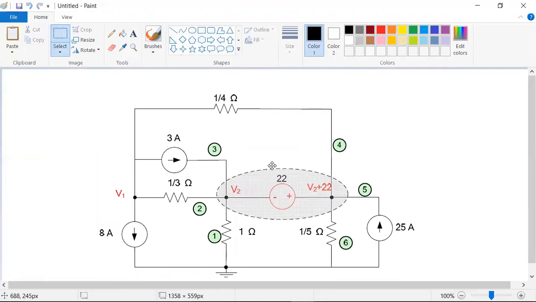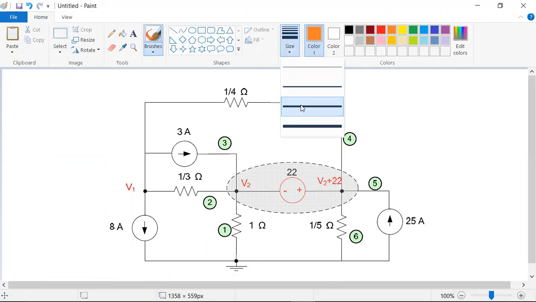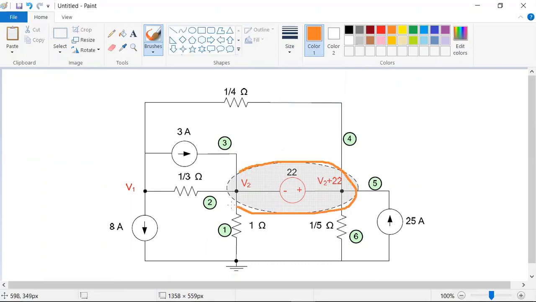Now observe carefully. If you see this path, I'm making a unique path between V2 and V3 by converting V3 to V2 plus 22. This is called a super node, meaning this is completely one node. So now I have only two nodes, two unknown node voltages.